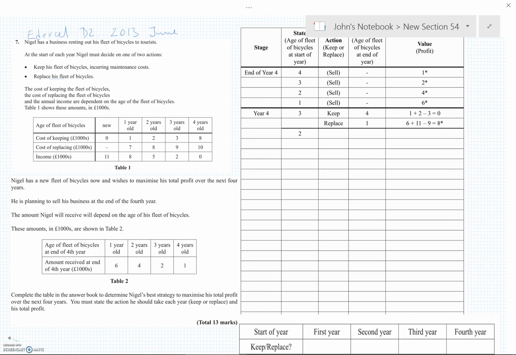So here's a D2 Edexcel dynamic programming problem from a table, June 2013. Before we start, there are a few things that we need to say. It's given us a bit of help, quite a bit of structure. The action is always to keep or replace at any particular state, and it started us off here.